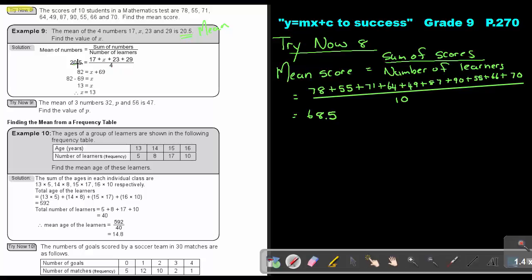Now, if you have a fraction over a fraction, or let's rather say one term equals one term, you cross multiply. So by doing this and adding that, you get this. And then to get x alone, you subtract 69 on both sides, and the value of x will be 13. What can you do to test it? You can put the 13 in there, add it up and divide it by 4 and see if you get 20.5. Again, I want you to stop the video and do try now 9.